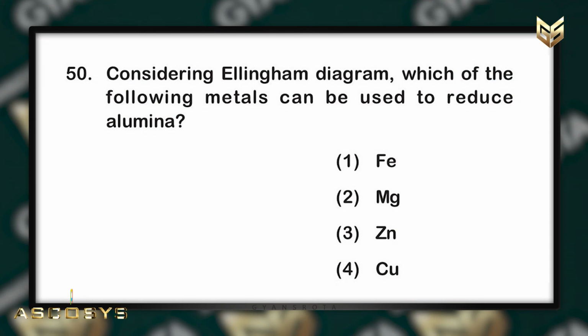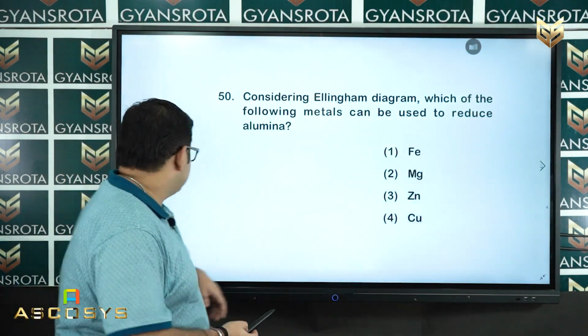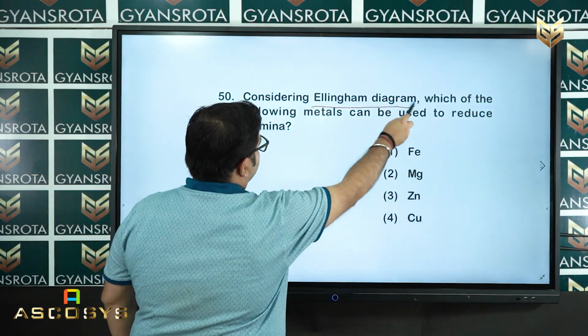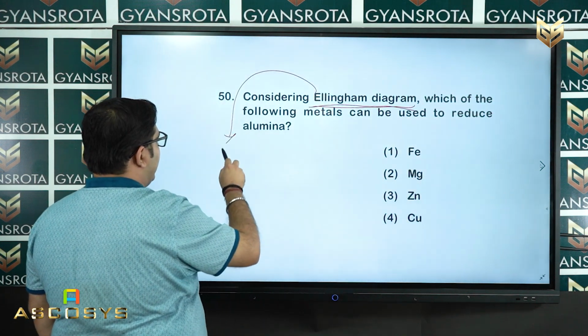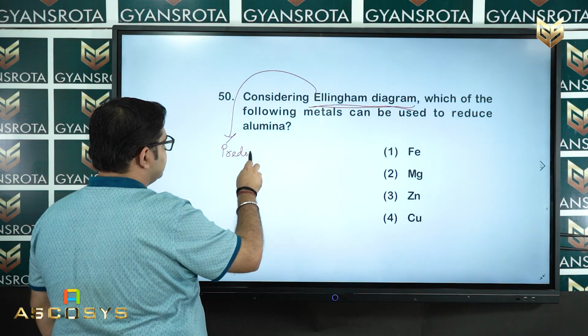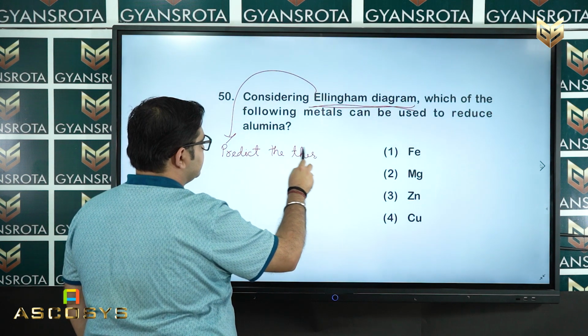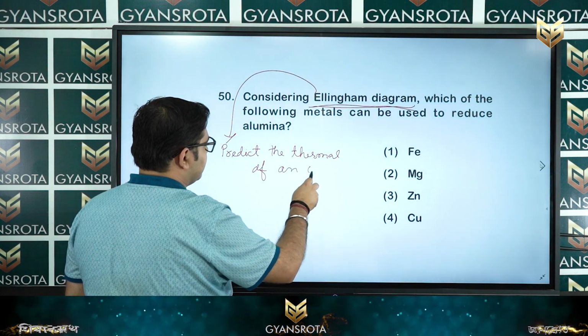So, question number 50 is on the screen. Considering the Ellingham diagram, which of the following metals can be used to reduce alumina? Now, we are moving to the solution part. So, this Ellingham diagram is already given in your theoretical part. So, Ellingham diagrams will help to predict the thermal reduction of your ore.